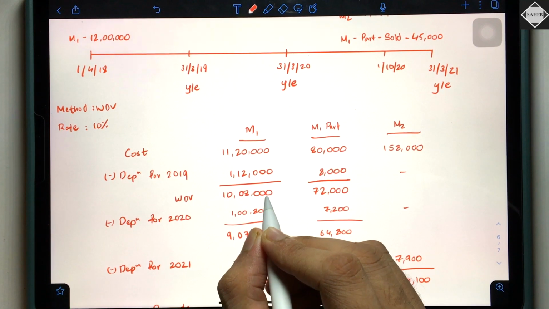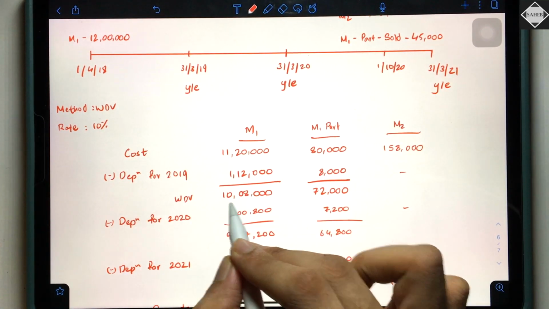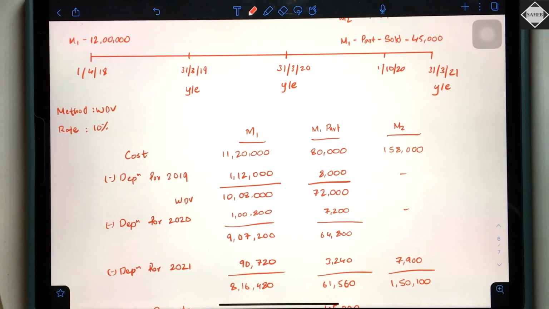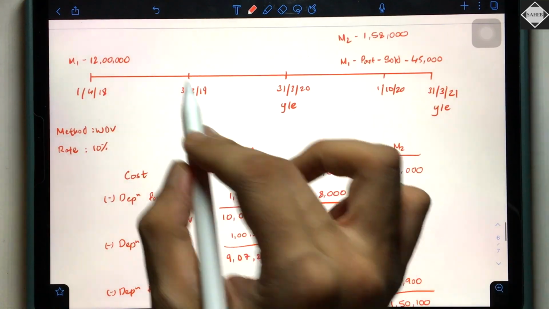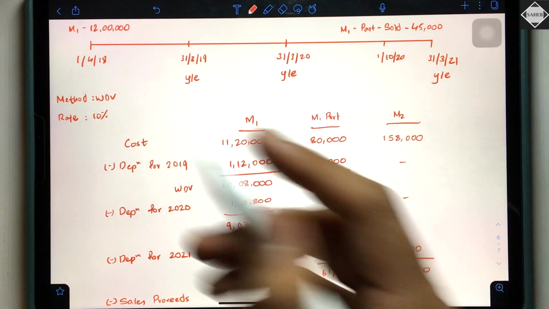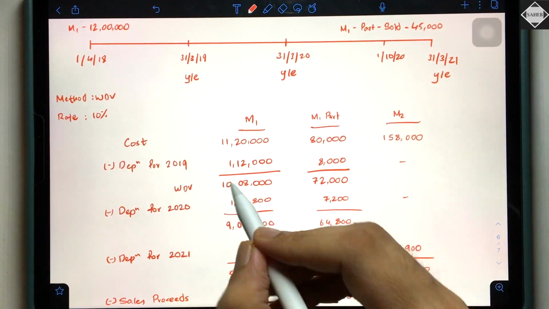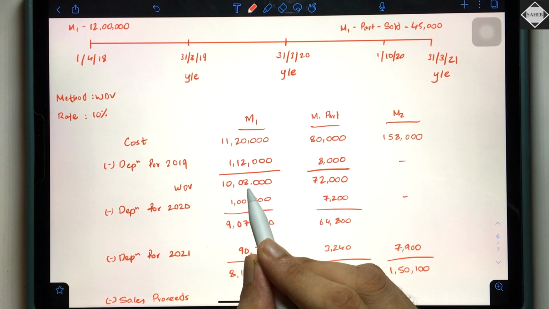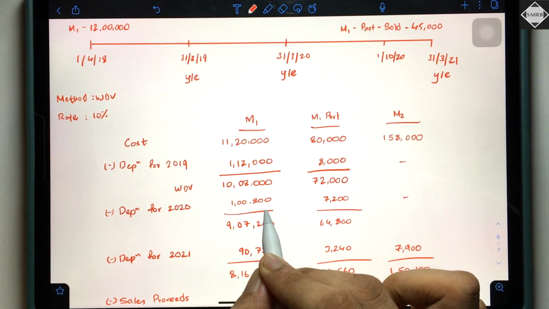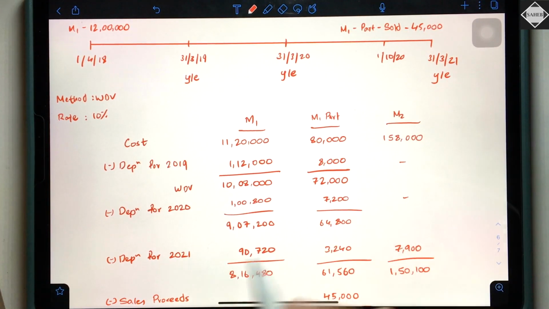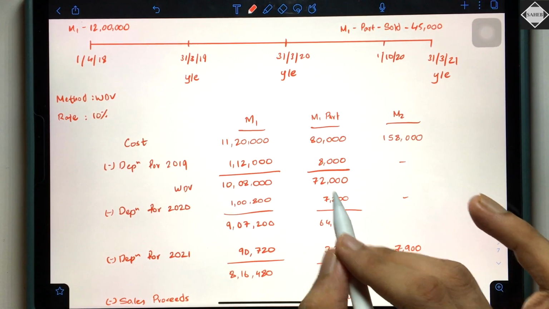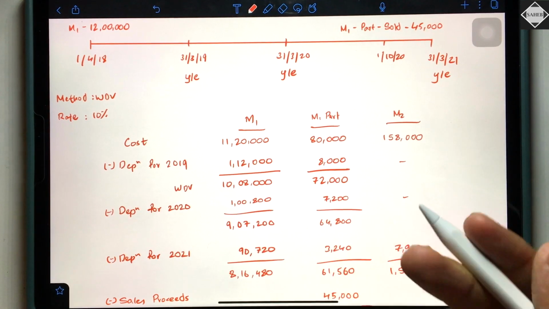This is WDV. WDV on 31st March 2019, 10 lakh 8,000 and 72,000. That is 80,000 minus 8,000, and 11 lakh 20 minus 1 lakh 12,000. Clear? Simple. And then what will happen? In this year also nothing happened, so you have to charge the entire year's depreciation, same like before, but this is WDV method, not straight line method. You cannot directly calculate on 11 lakh 20. No, you have to calculate on 10 lakh 8,000. You know now. So 10% of 10 lakh 8,000 will be 1 lakh 800. Just remove the 0. It's just 10%. So minus depreciation for the year ended 2020, that's 1 lakh 800. And here it is 7,200. You can easily get to know that, right?